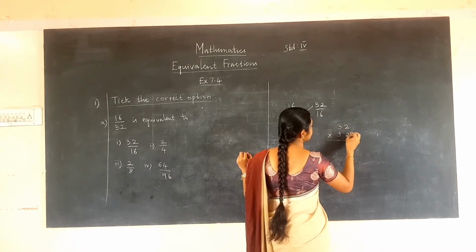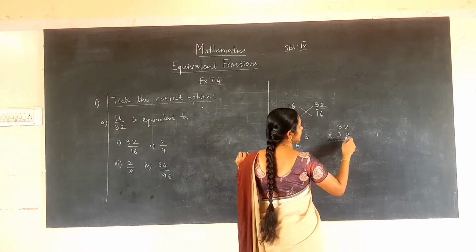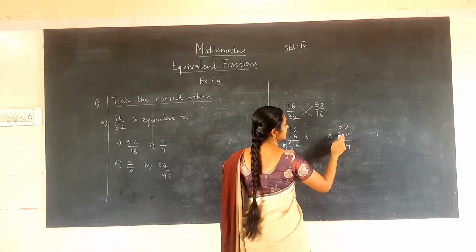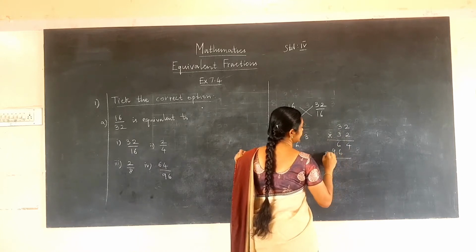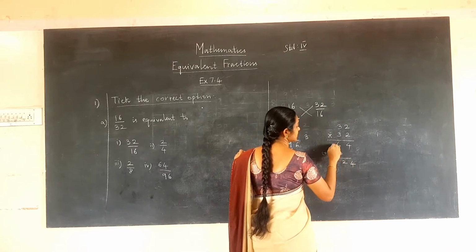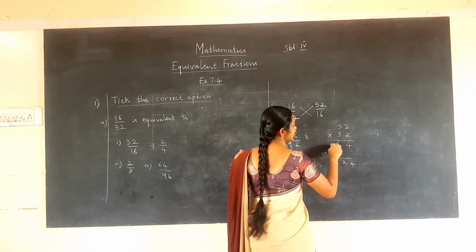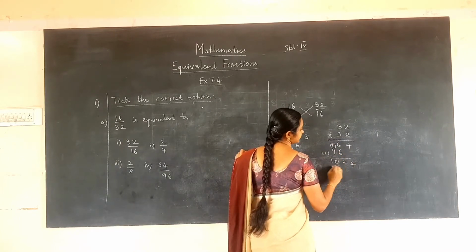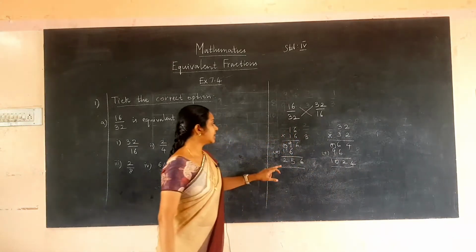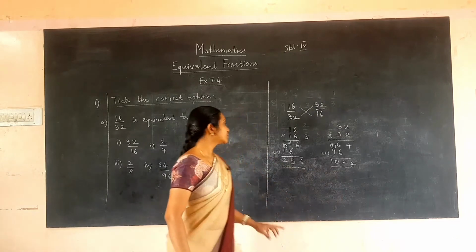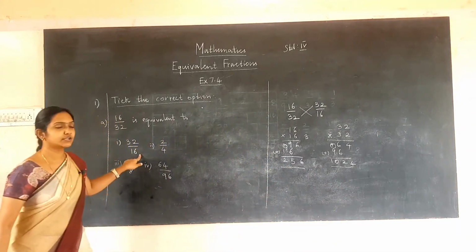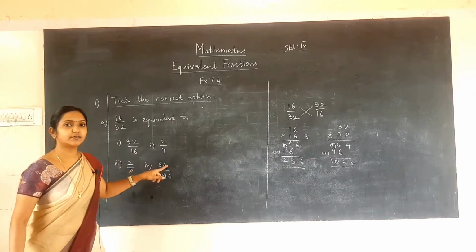2 into 2 is 4. 3 into 2 is 6. 3 into 2 is 6. 3 into 3 is 9. Now add them. 4. 6 plus 6 is 12. 1 is carried to the next place. 9 plus 1 is 10. So 1024. 256 is not equal to 1024. So this is not an equivalent fraction. 32 by 16 is not an equivalent fraction.